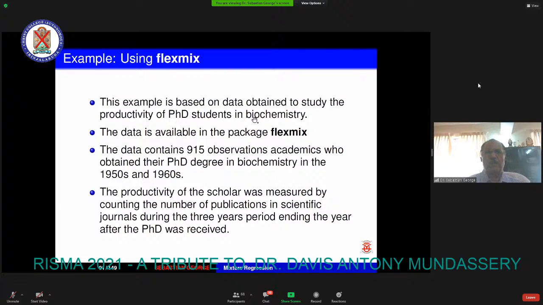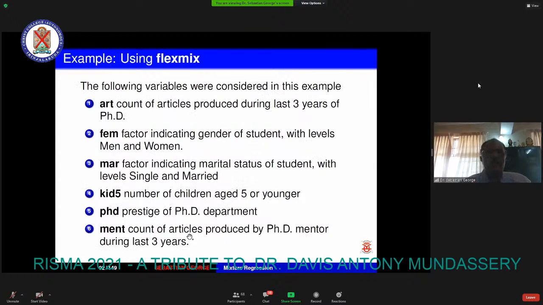This is an example based on data obtained to study the productivity of PhD students in biochemistry. The data is available in the package flexmix. The data contain 915 observations, academics who obtained their PhD degree in biochemistry in the 1950s to 1960s. The productivity of the scholar was measured by counting the number of publications in scientific journals during the 3 year period ending the year after the PhD was received.